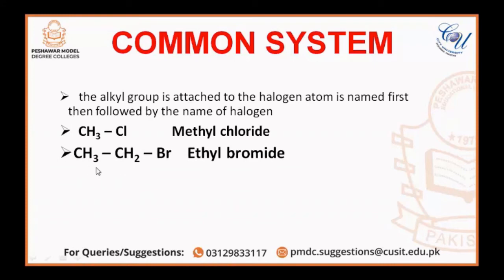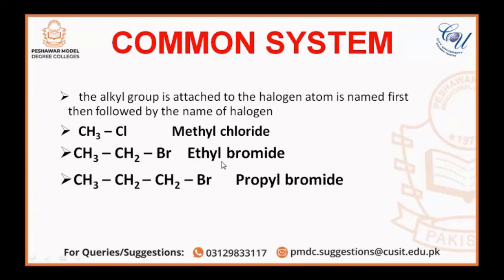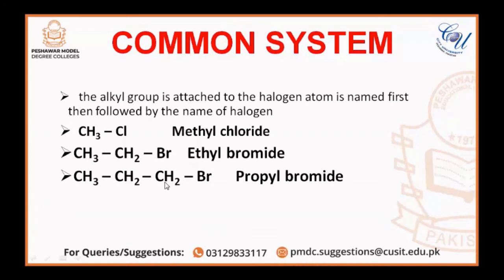In a common name, first we write the alkyl group. So CH3 and CH2 combined give us ethyl, and Br represents bromide. So we write it as ethyl bromide. CH3, CH2 and CH2 is called propyl bromide.